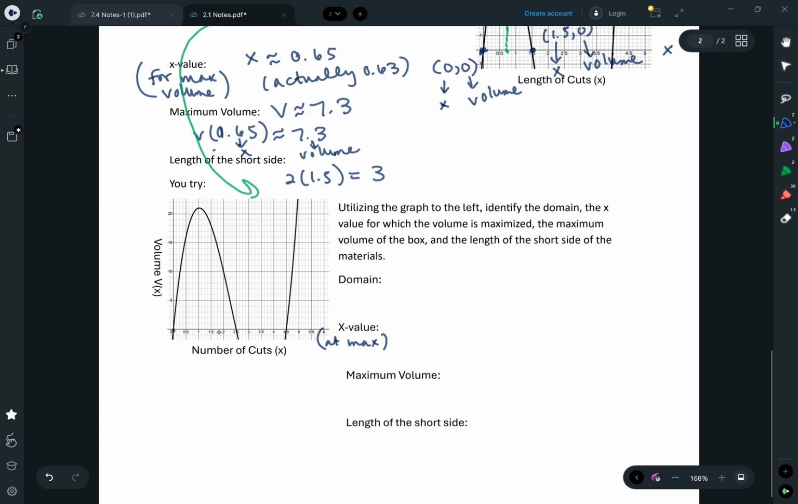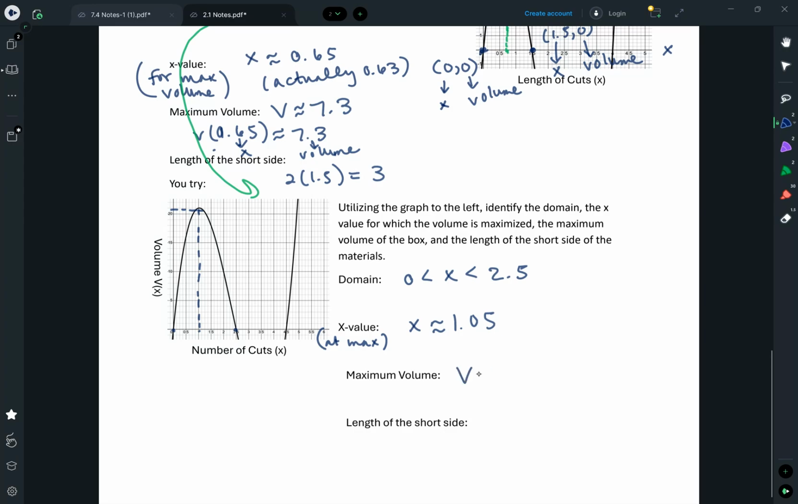So our domain's going from here to here. So 0 less than x less than 2.5. My x value at the maximum I would get by kind of dotting this down. It looks like it's maybe to the right of this line, slightly more than 1, between 1 and the 1.1. So I'm going to call it about 1.05. My maximum volume is the volume happening at that point, which looks like about 21. So at 1.05, my maximum volume is 21.